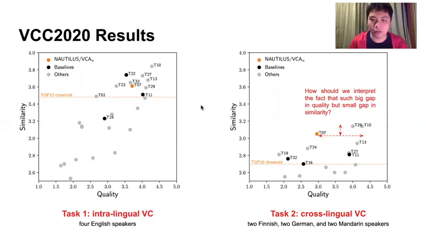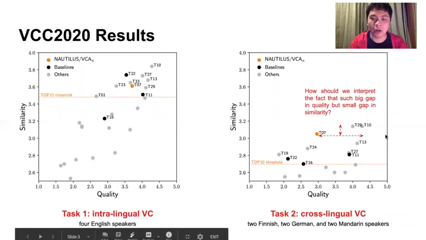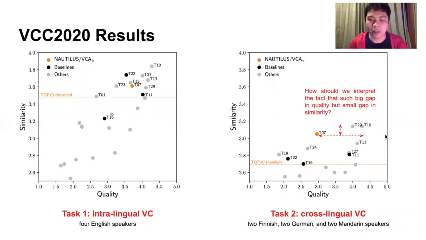But for task two, with the cross-lingual voice conversion, you can see that our system is placed third in the similarity metric. But what is interesting here is that it has a huge gap in terms of quality when compared with the first and the second system. So the question is, why do they have high similarity but a very huge gap in quality? What do listeners think when they give their answers in the listening test?